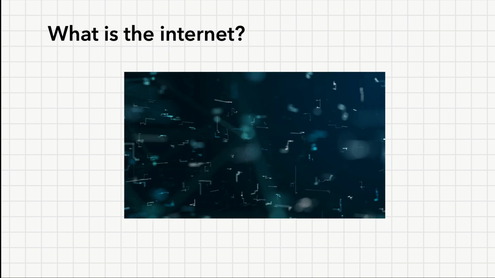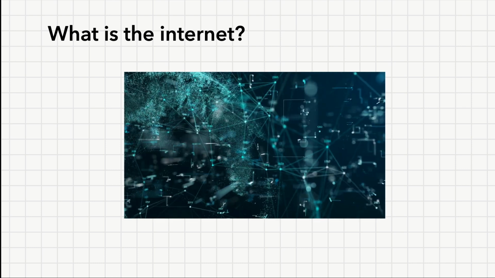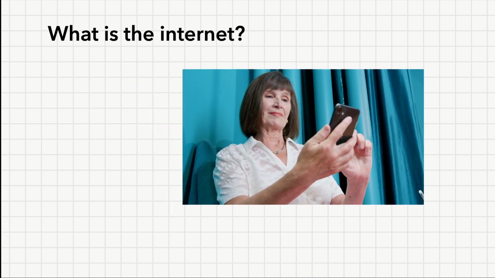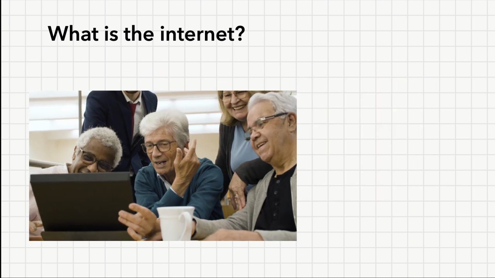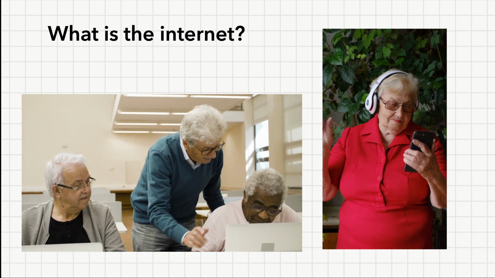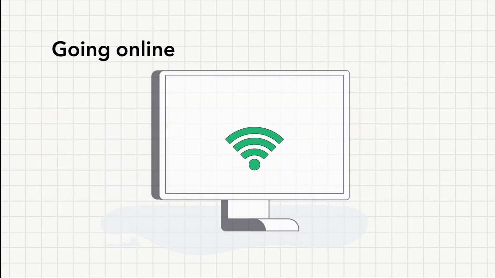What is the internet? The internet is a global network of billions of computers and other electronic devices. With the internet, it's possible to access almost any information, communicate with anyone else in the world, and do much more. You can do all of this by connecting a computer to the internet, which is also called going online. When someone says a computer is online, it's just another way of saying it's connected to the internet.